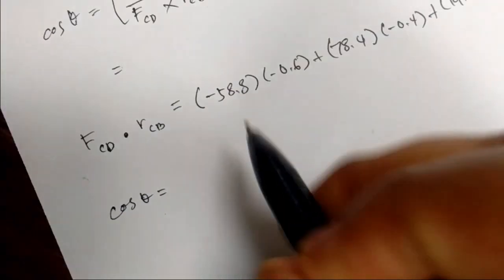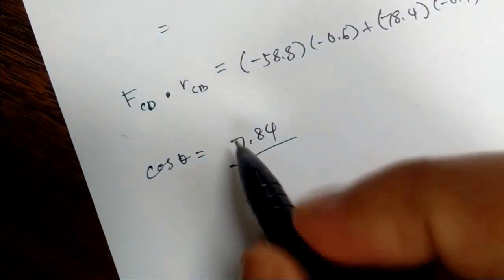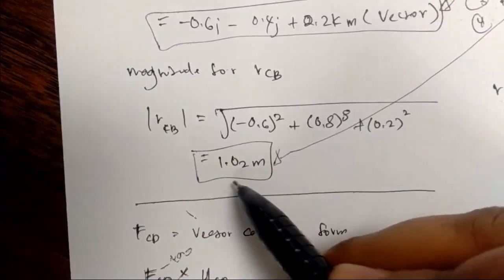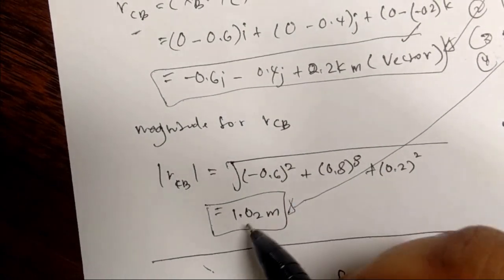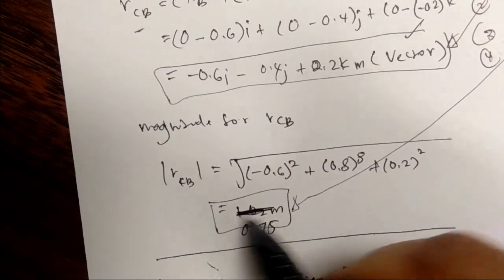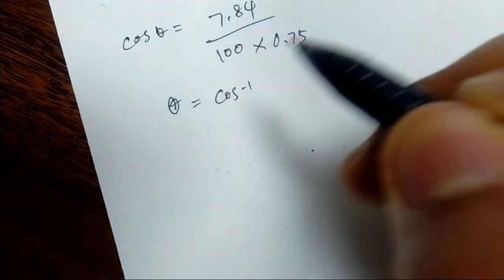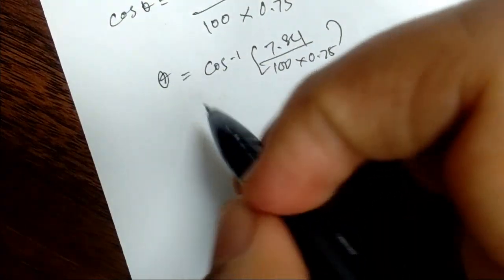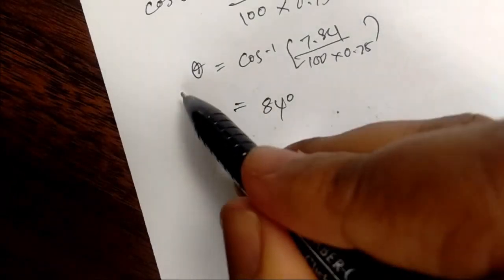So cos theta is equal to 7.84 divided by FCD in scalar magnitude. What is the value? 100. Multiply with RCB in magnitude value. What is the value? RCB is 0.75. Sorry, 0.75 meter. Okay, so multiply with 0.75 meter. So for theta, you take the cosine inverse, and you will get theta is 84 degrees. Okay, so you get the theta.